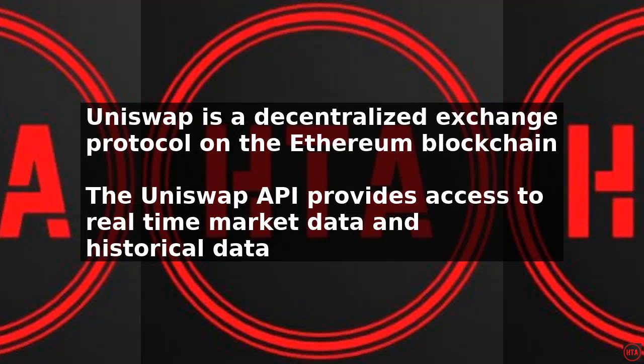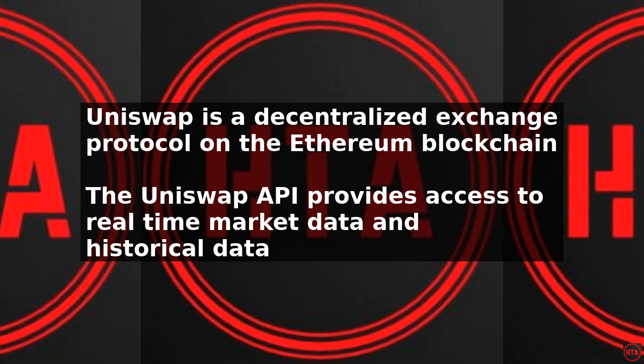To query Uniswap swap via API, you need to understand the basics of Uniswap and its API endpoints. Uniswap is a decentralized exchange protocol that facilitates automated transactions between cryptocurrency tokens on the Ethereum blockchain. The Uniswap API provides access to real-time market data and historical data.